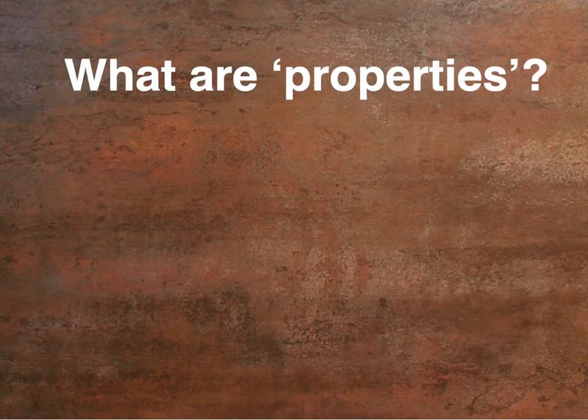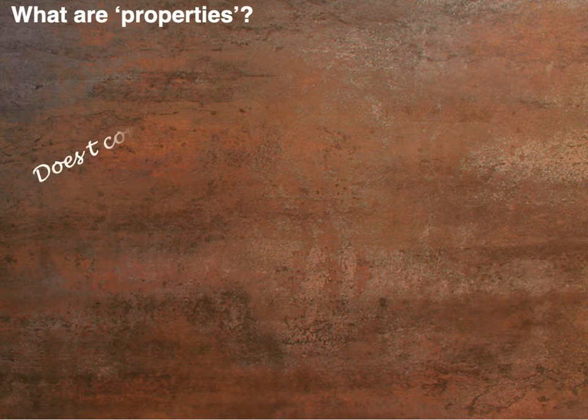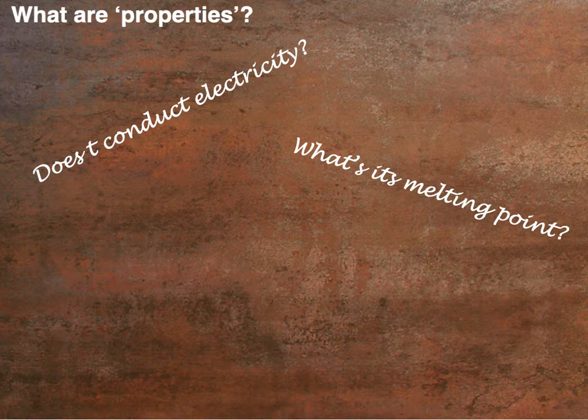So first of all, we've got to understand what the word properties means. A property is anything that is true about a substance. Maybe its colour. Other things, does it conduct electricity? If it conducts electricity, that's a property of that substance. Melting point is a property of a substance.